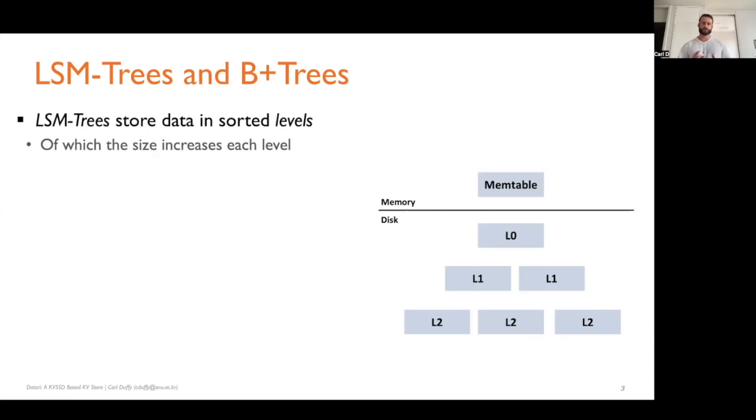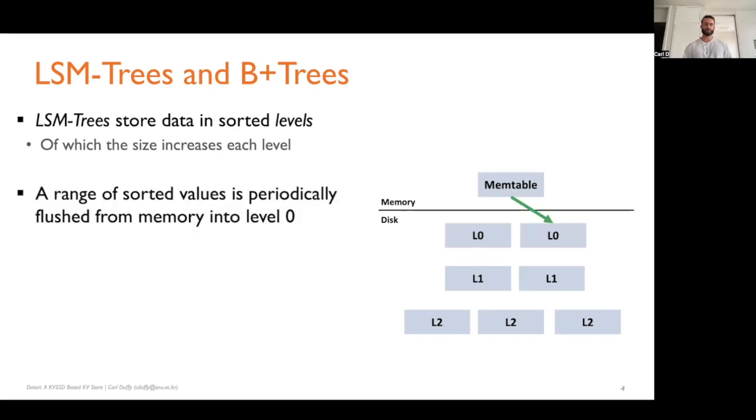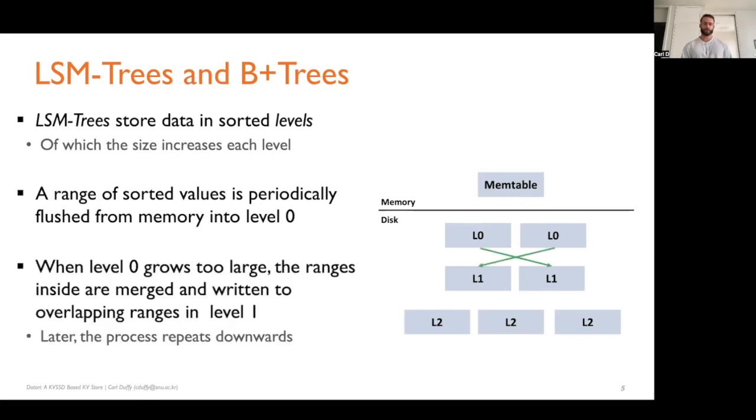One way we can do this is through an LSM tree. In LSM trees, we store data on the disk in levels of increasing size, and these levels contain sorted ranges of key value pairs. We have an in-memory component that is periodically flushed to the highest level, what we call level 0, and later, when level 0 gets too big, the values are merged inside and then flushed to the overlapping ranges in level 1. And this process repeats down the tree as time goes on.